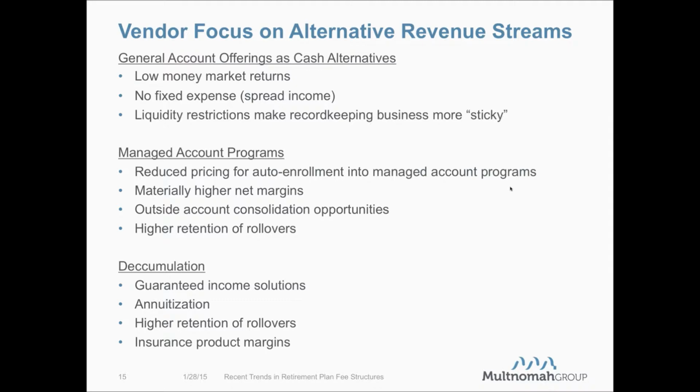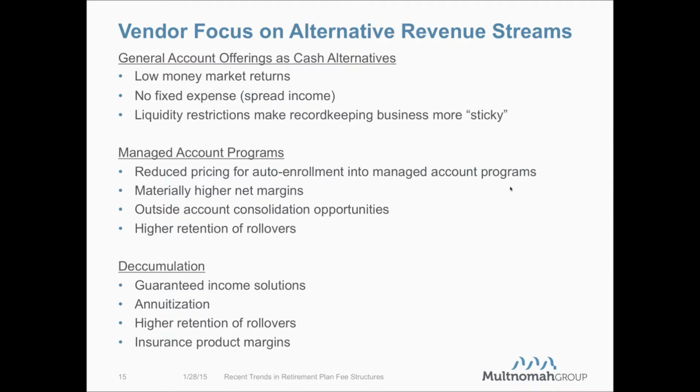And when you look at it, again, they have guaranteed income solutions, which means they incorporate some level of insurance product, much higher product margins on the annuity side than there is on the record-keeping side. And again, the higher retention of rollovers and the higher retention of plan assets. Because once you have offered a decumulation or a guaranteed income product to participants and participants start using it, it's very difficult to transition away from record keeper A to record keeper B if that negates in any way the guarantees that the participant has been paying for some period of time.